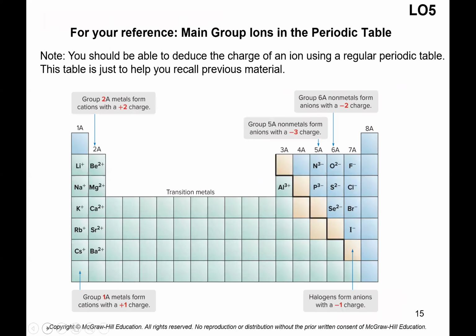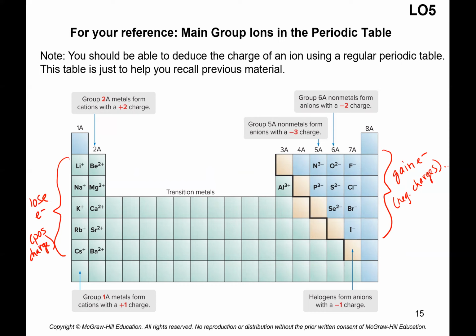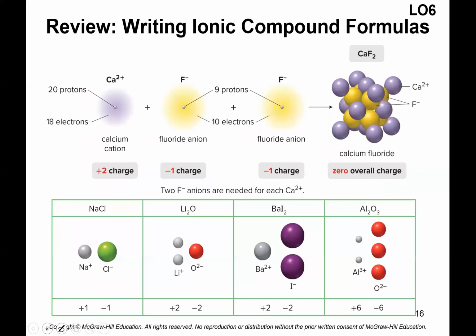All right. So this here is just for your reference. This is just to remind you that metals will tend to lose electrons, meaning they're going to gain a positive charge. So they're going to have positive charge. And our nonmetals are going to tend to gain an electron. And because they gain that electron, they will have negative charges. So again, this is just for your reference, to recall how to generate these, but you should be able to just look at a regular periodic table and determine what kind of ions you would generate.